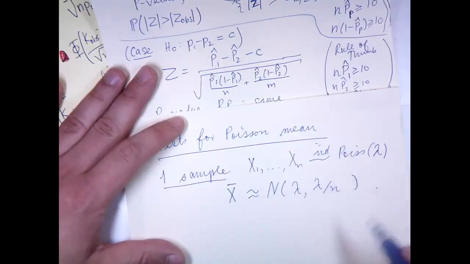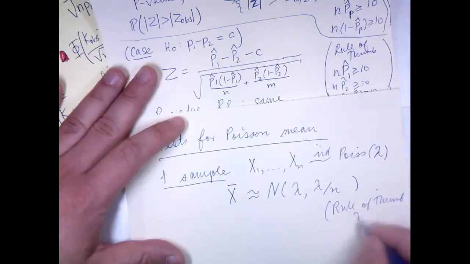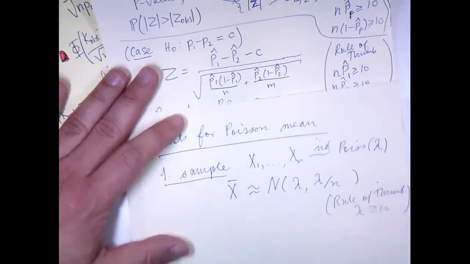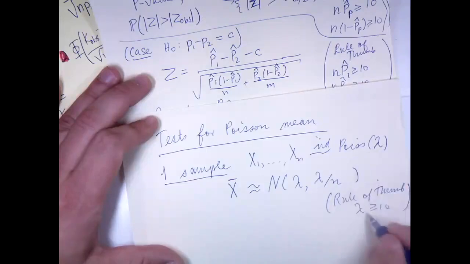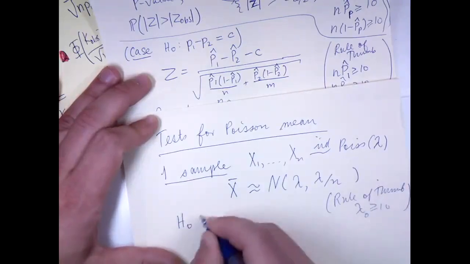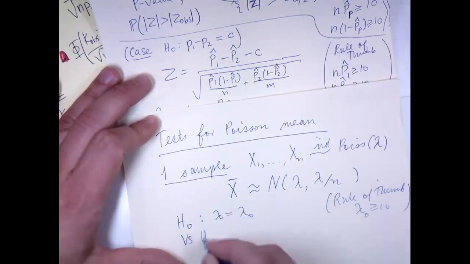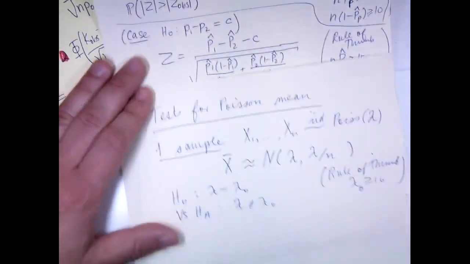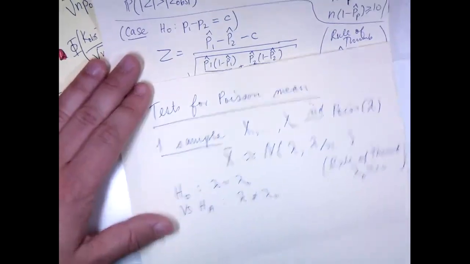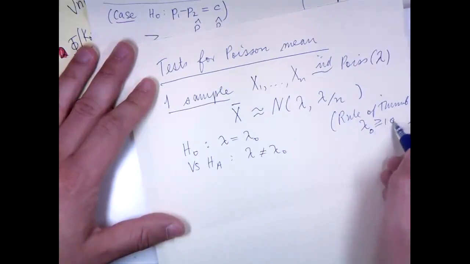In order for that rule of thumb, it's actually very similar to the binomial case. We just say lambda at least 10, because that's the expected number of successes. Okay? Now, let's talk about lambda naught, because in the one sample case, our hypothesis will just be that lambda equals lambda naught versus Ha. Now, once again, I'll do the two-sided case, but you could do one-sided. Once you've got a normal, you just take the right tail or the left side. The rule of thumb would be that lambda naught is at least 10.